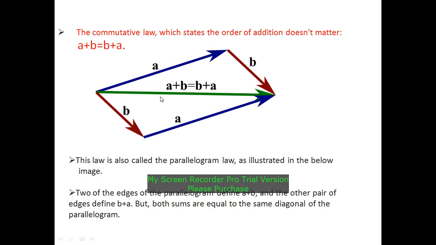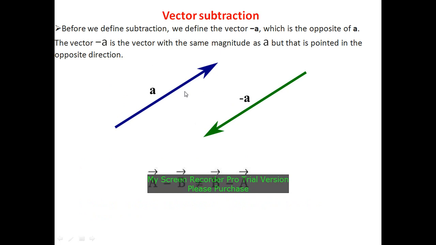I also mentioned the equation of a resultant vector. Now, subtraction of vectors. Before we define subtraction, we define the vector minus A, which is the opposite of A. The vector minus A is the vector with the same magnitude as A, but pointed in the opposite direction. So this is vector A, this is the opposite of A, that is minus A, but the magnitude is the same. So it is plus A and it is minus A.